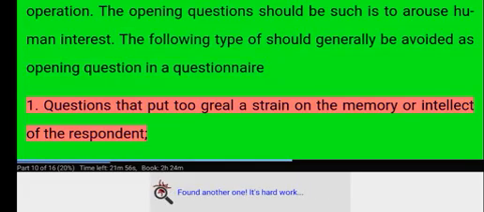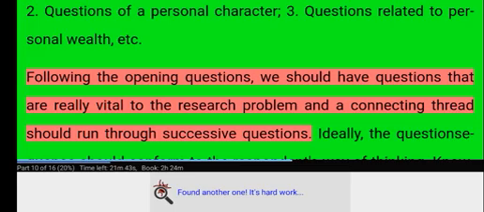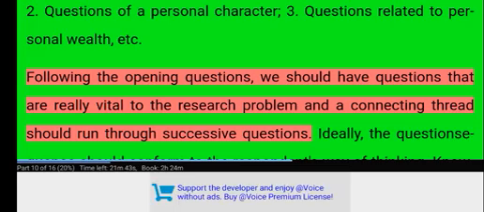1. Questions that put too great a strain on the memory or intellect of the respondent. 2. Questions of a personal character. 3. Questions related to personal wealth, etc. Following the opening questions, we should have questions that are really vital to the research problem, and a connecting thread should run through successive questions.